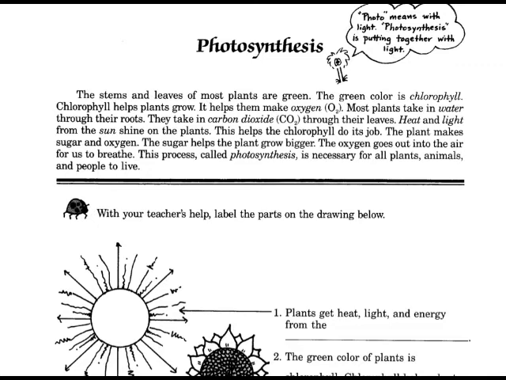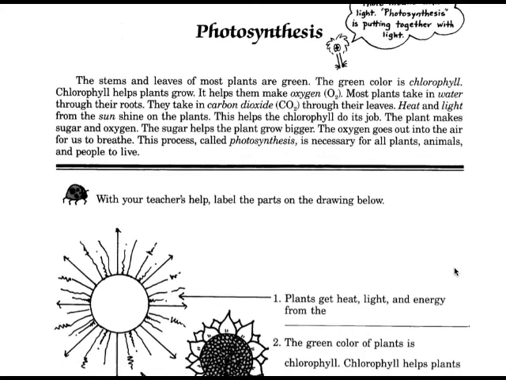Most plants take in water through their roots. They take in carbon dioxide through their leaves. Heat and light from the sun shine on the plants. This helps the chlorophyll do its job. The plants make sugar and oxygen. The sugar helps the plant grow bigger. The oxygen goes out into the air for us to breathe. This process, called photosynthesis, is necessary for all plants, animals, and people to live."